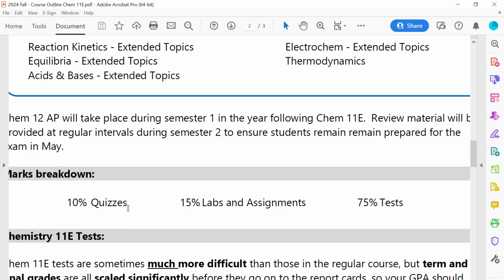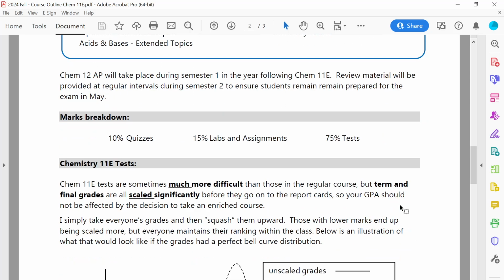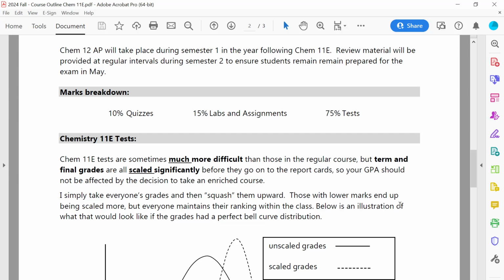Anyway, it ends up mostly being quizzes and tests. And of course, there's the summer assignment, which is going to go in as 5%. I haven't got that in here because it just makes it confusing, and I don't know why I didn't put it in there. Anyway, your tests will generally, not always, but generally be much more difficult than the regular course.